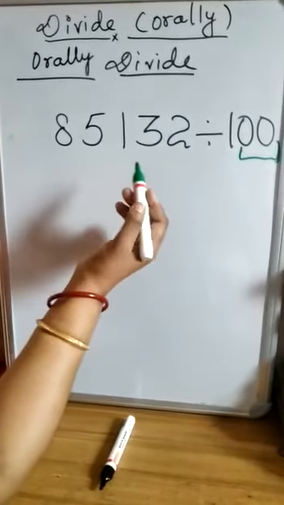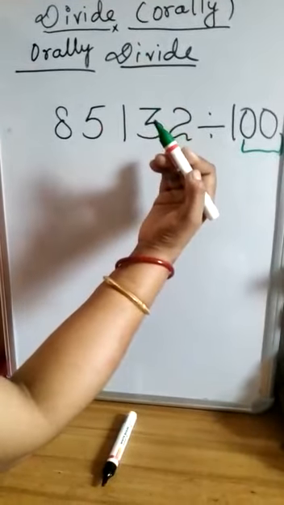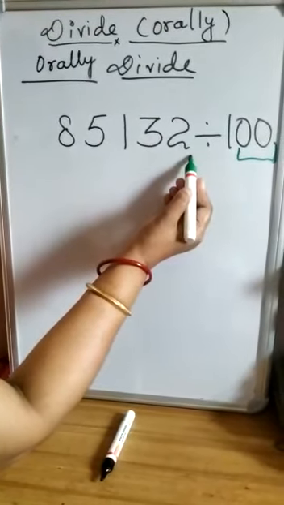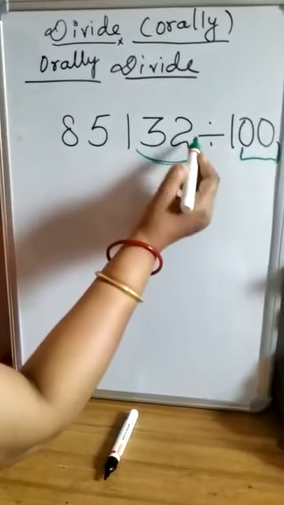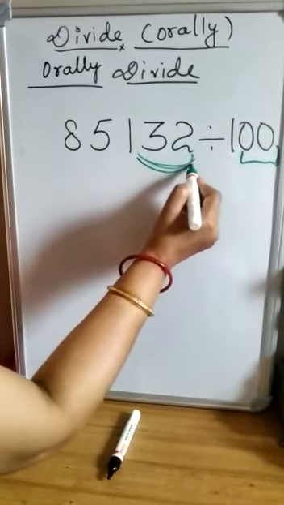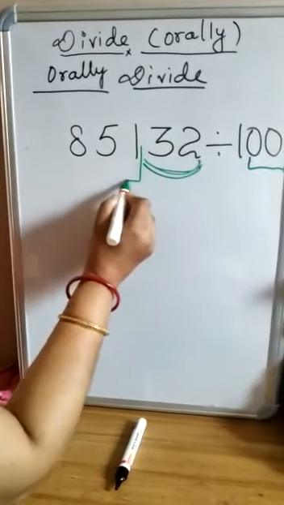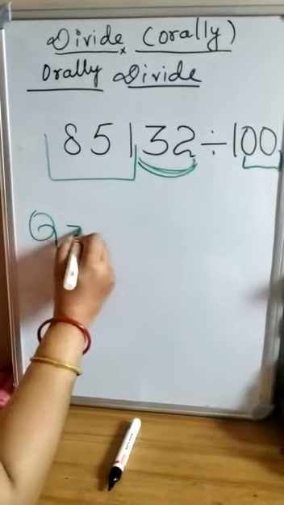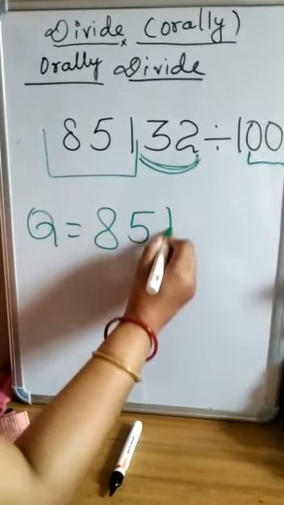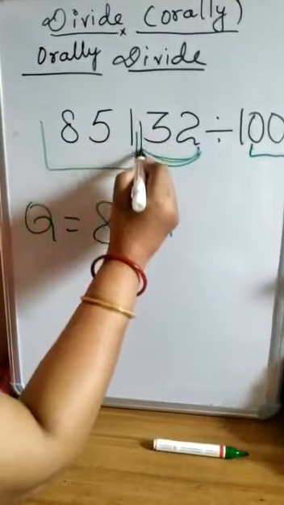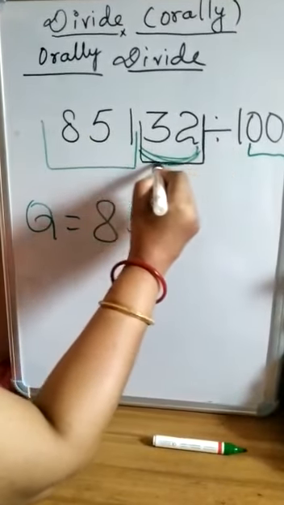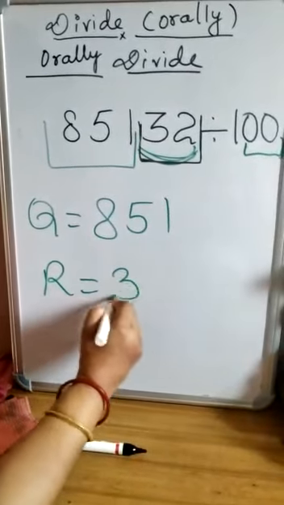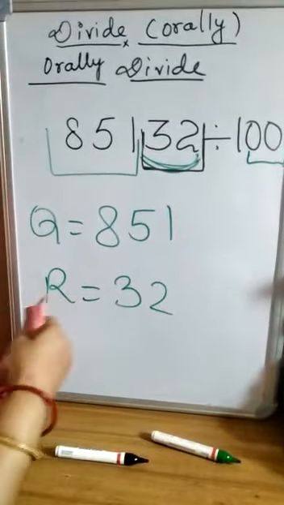The quotient is obtained by removing the 2 digits from the right side of the number. Here the 2 digits from the right side start from here. This one. Right? So the quotient is 851. The quotient is 851 and the remainder is the removed digits, that is, the remainder is 32. Understood?